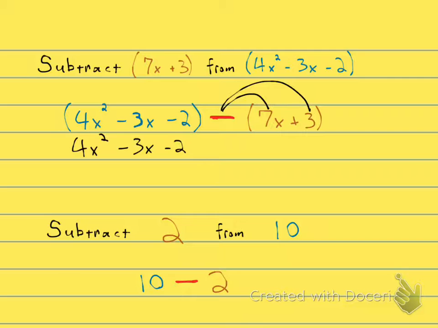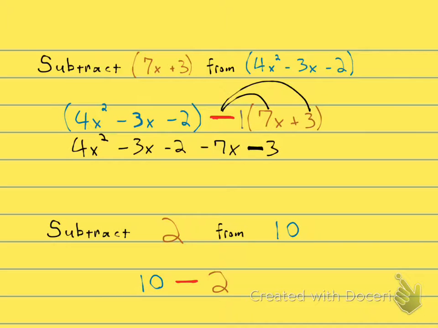So a lot of people like to think about this as if they are distributing a -1. So if we have -1 times 7x, that's going to give us minus 7x. -1 times 3 is going to give us minus 3. And I do see a lot of mistakes here. This minus, I'm going to put it in bold. People will subtract that 7x and they forget to subtract the 3.